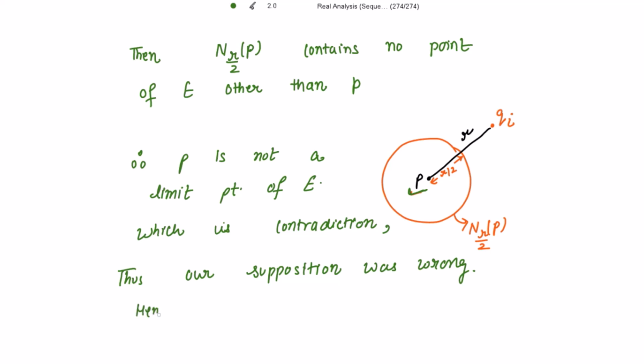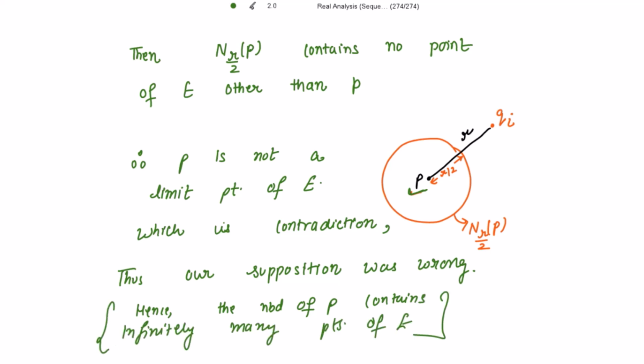So hence, the neighborhood of P must contain infinitely many points of E. So we have proved this result by contradiction. I hope it is very clear. Okay, thank you. Stay blessed.